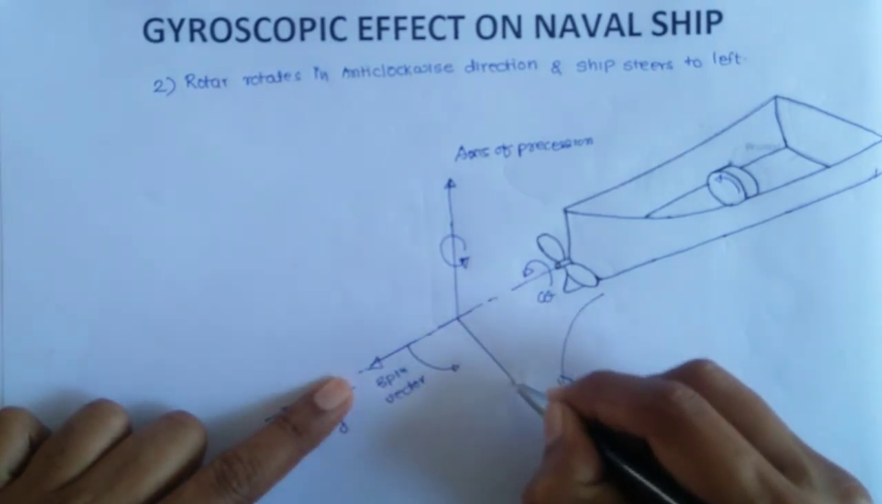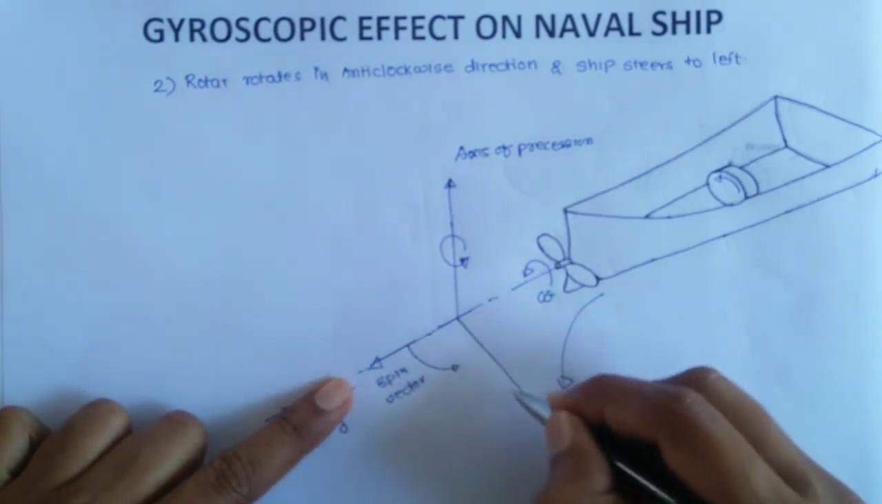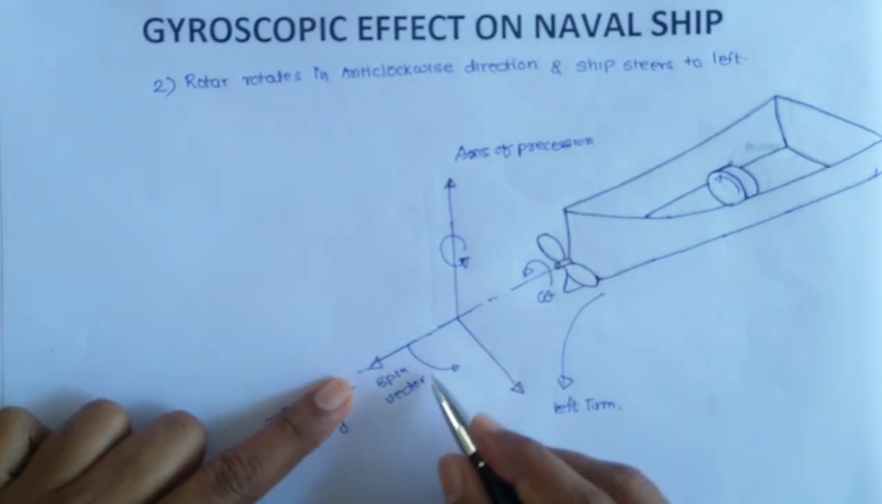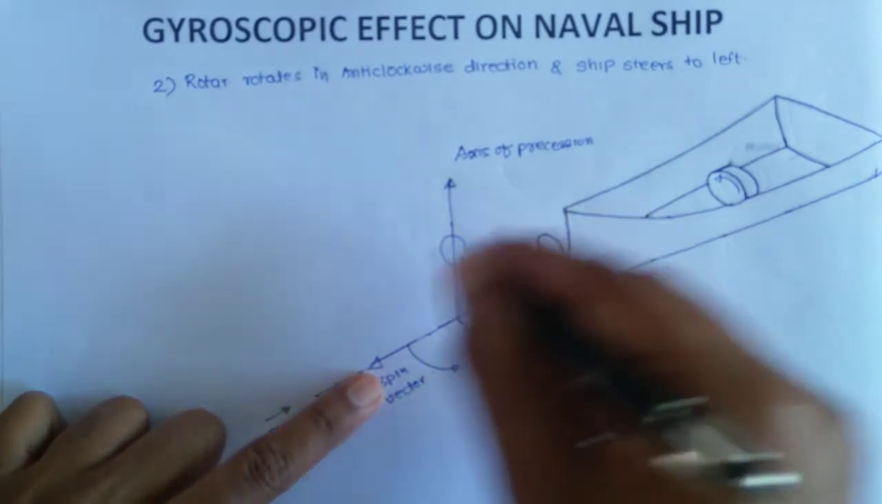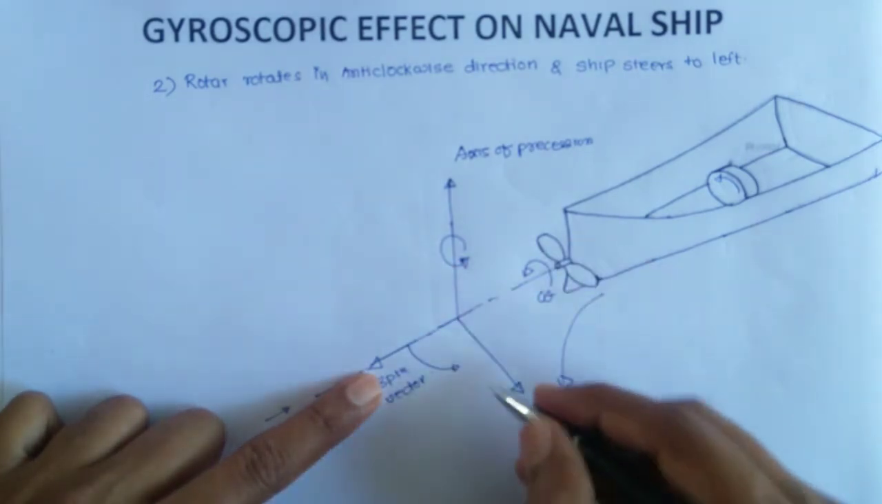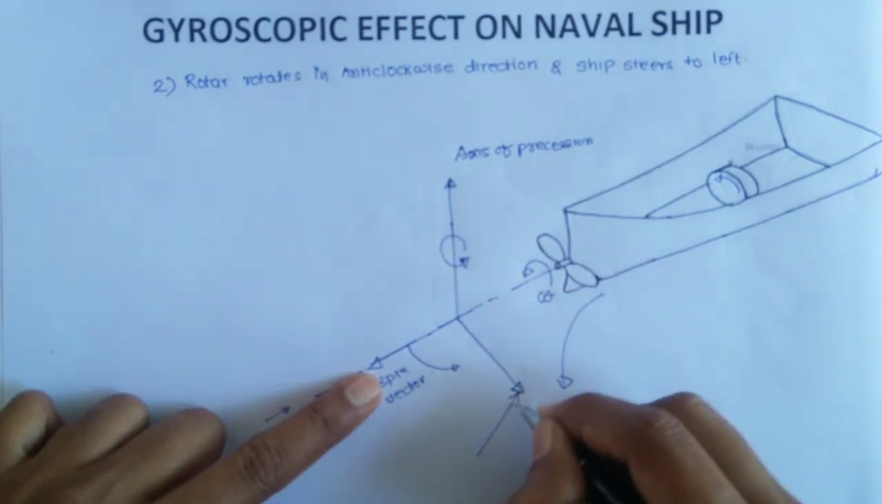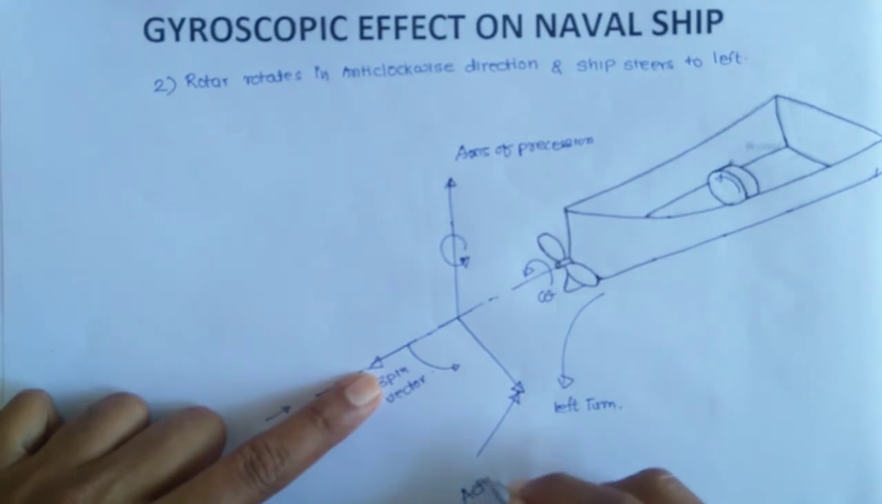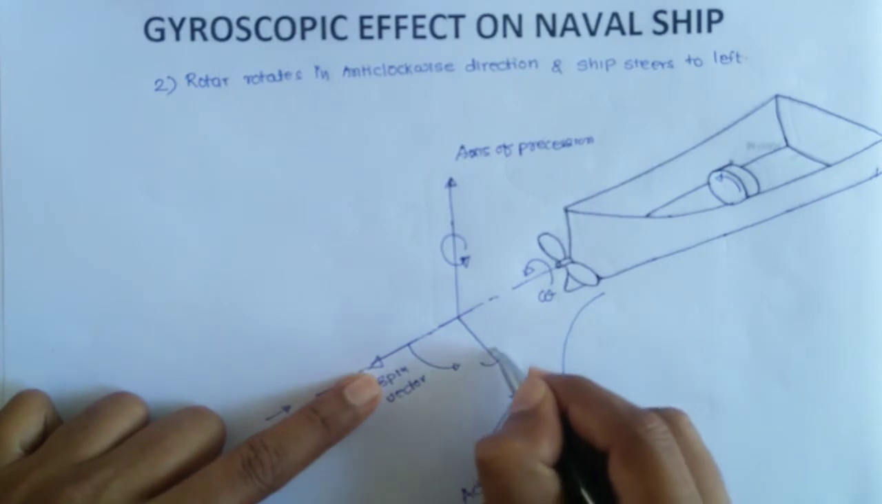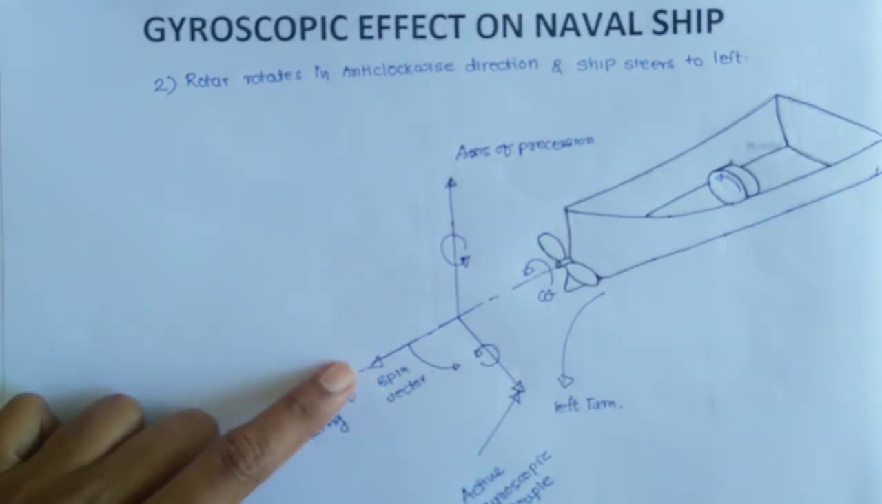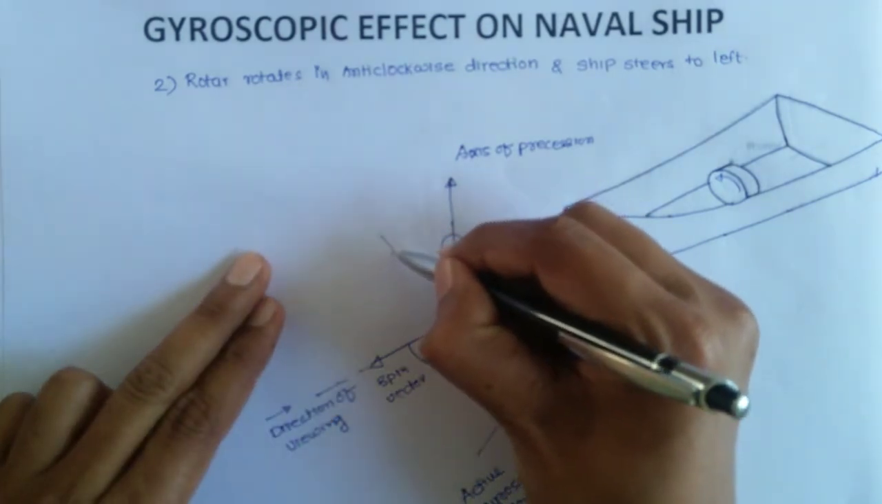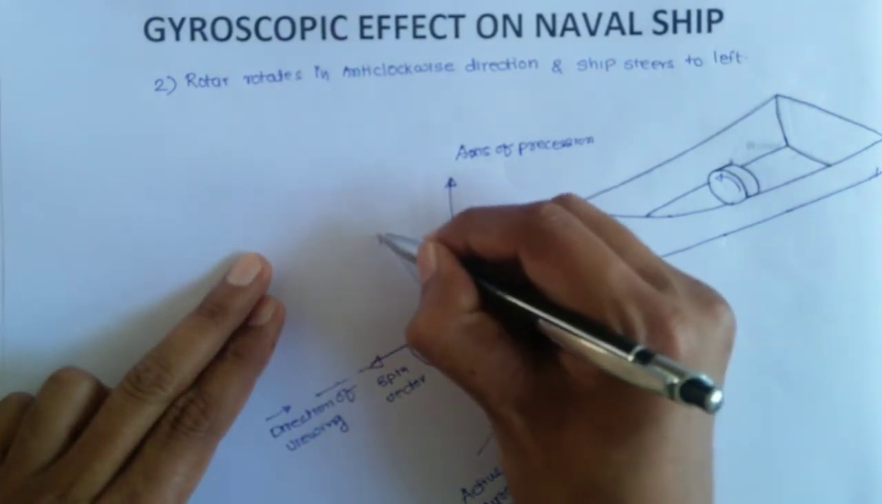Then we get the active gyroscopic couple. So if we rotate the spin vector through 90 degrees in this direction, that means in anti-clockwise direction, then this is the axis of, we can say that it is an active gyroscopic couple. This is our active gyroscopic couple, and this is the sense of active gyroscopic couple.